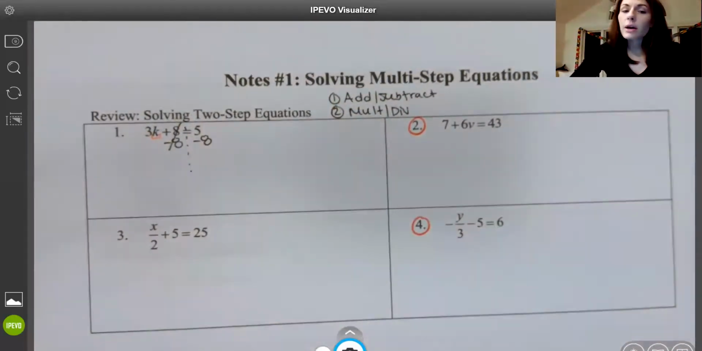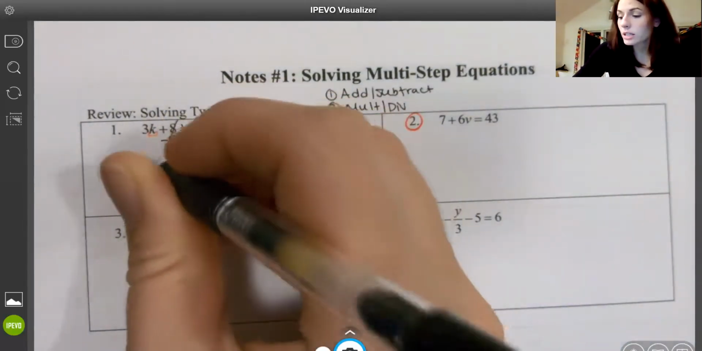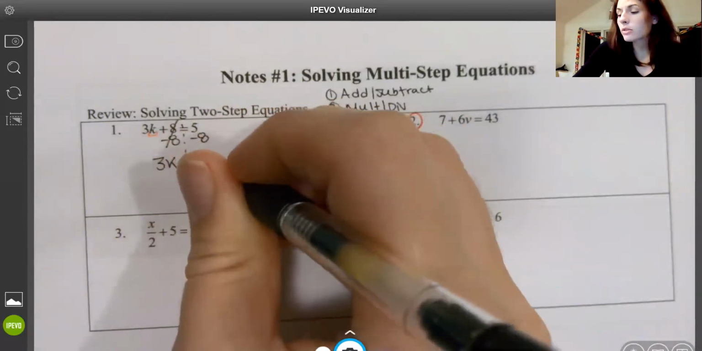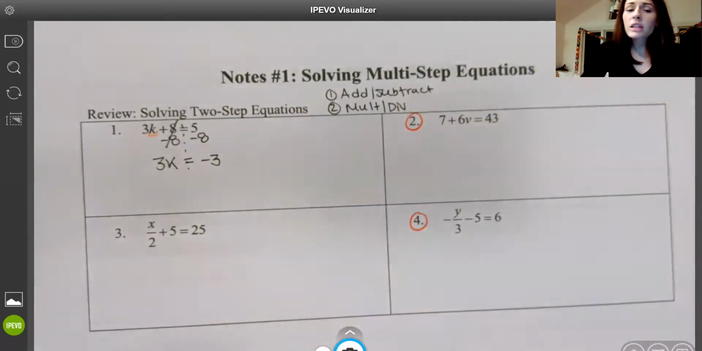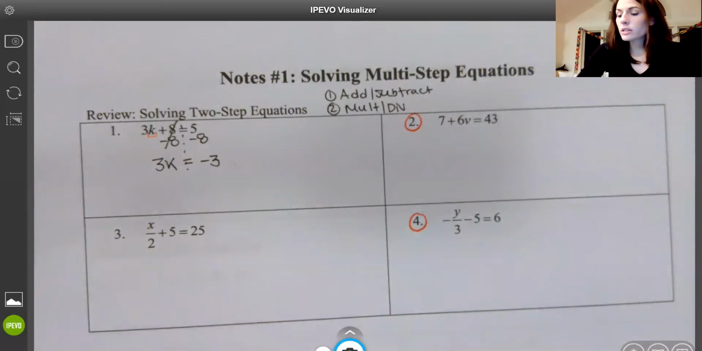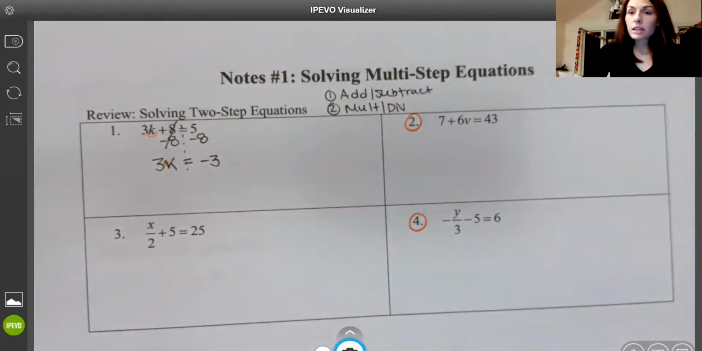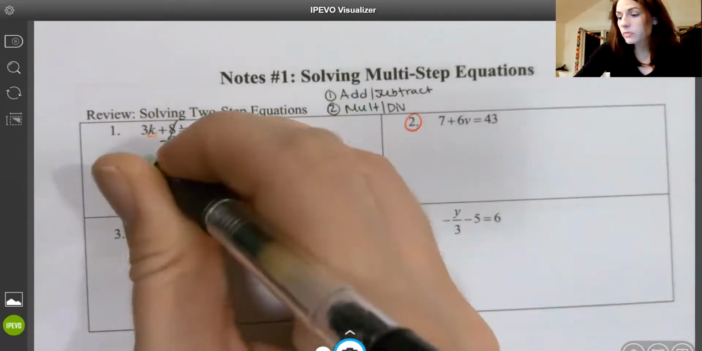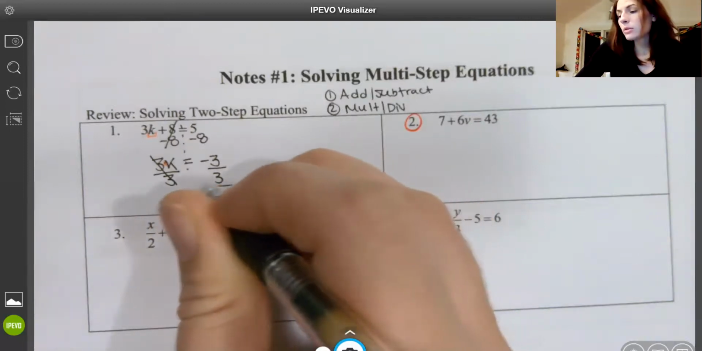That's going to cancel out our 8 on the left-hand side, because 8 take away 8 is 0, and leave us with 3k equals -3, because 5 take away 8 is -3. Then the next thing we're going to do is say, okay, 3k means I have 3 being multiplied by k, and the inverse of multiplying by 3 would be to divide by 3 on both sides. And that would give me k equals -1.